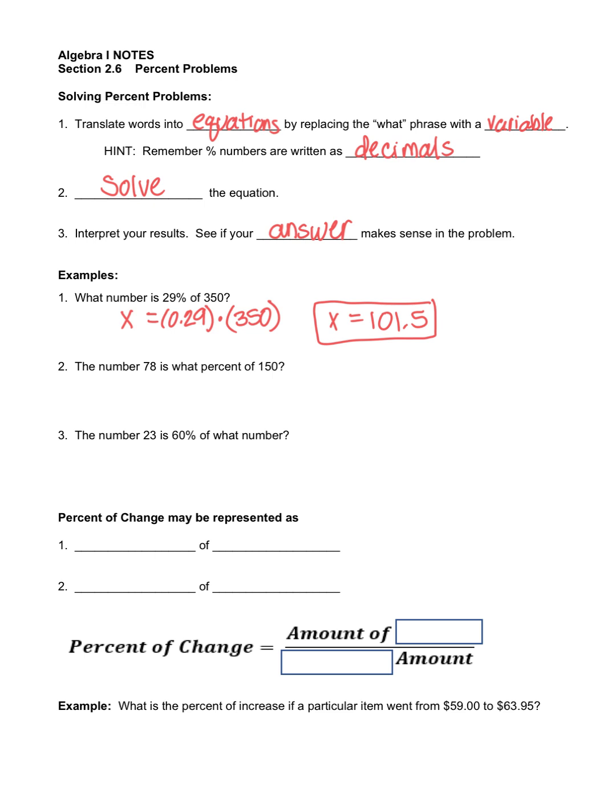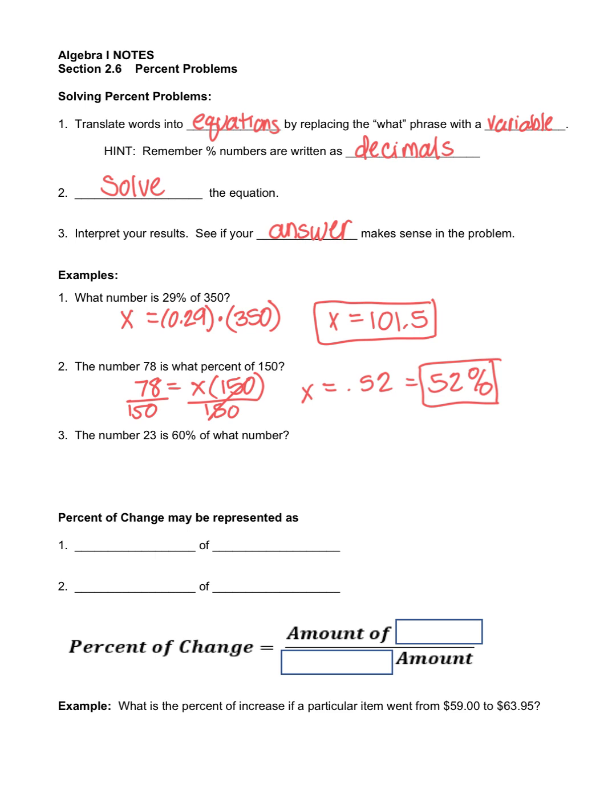Let's go to number 2. The number 78 is what percent? So we don't know, so that's our X, of 150. So times 150. So let's go ahead and solve for that. Let's divide out that 150. Now we have 78 divided by 150. That equals 0.52, which is also 52% when we convert that decimal to a percentage.